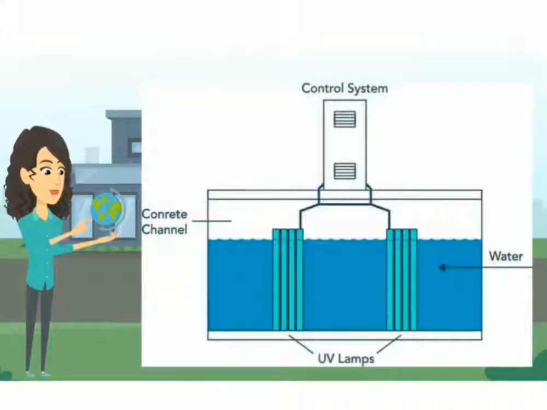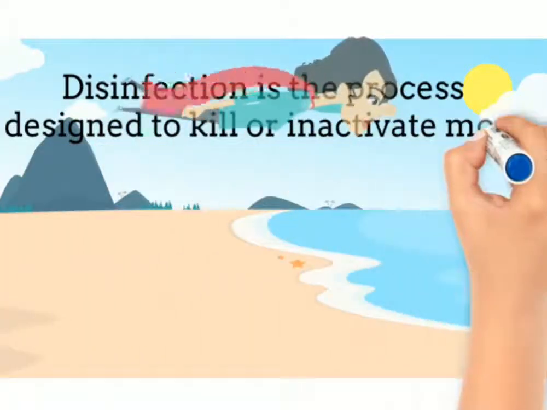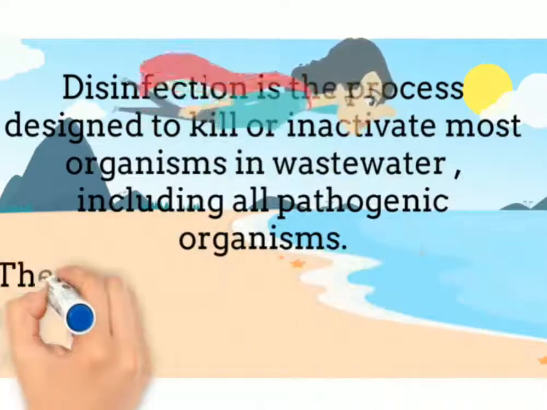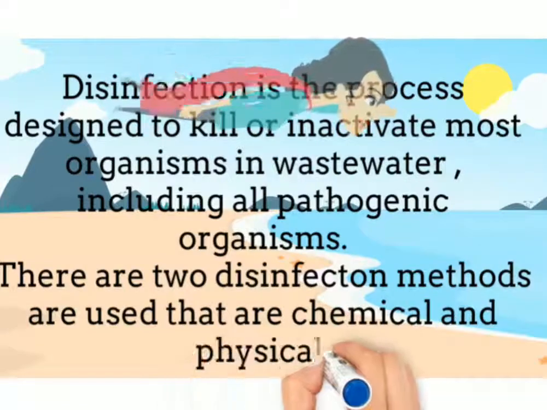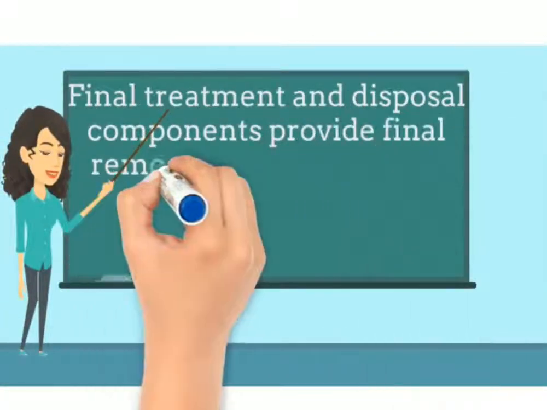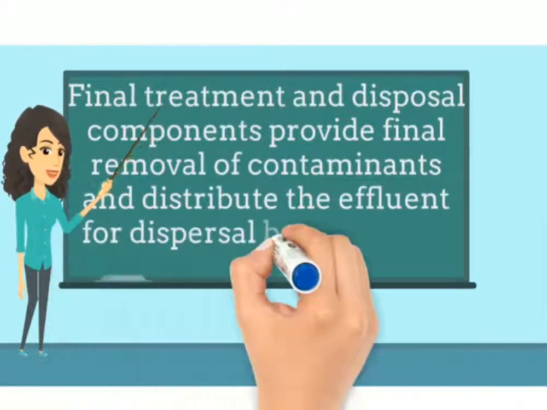Chlorination, ozone, ultraviolet light and chloramines are primary methods of disinfection. Disinfection is the process designed to kill most microorganisms in wastewater, including all pathogenic organisms. There are 2 disinfection methods used, that are chemical and physical. Final treatment and disposal components provide the final removal of contaminants and distribute the effluent for dispersal back into the environment.